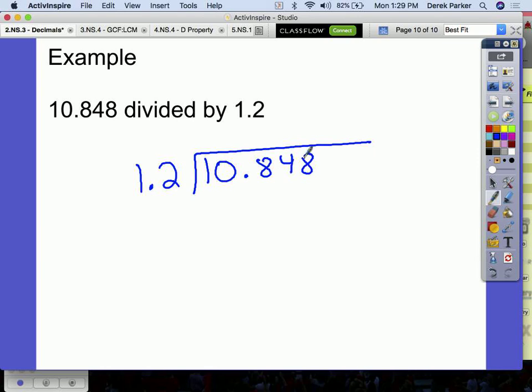First step, get rid of the decimal here. Once you move the decimal there, you also move it here. Now, rewrite the problem. Do not do it like that. Rewrite it so it won't look as confusing to you.